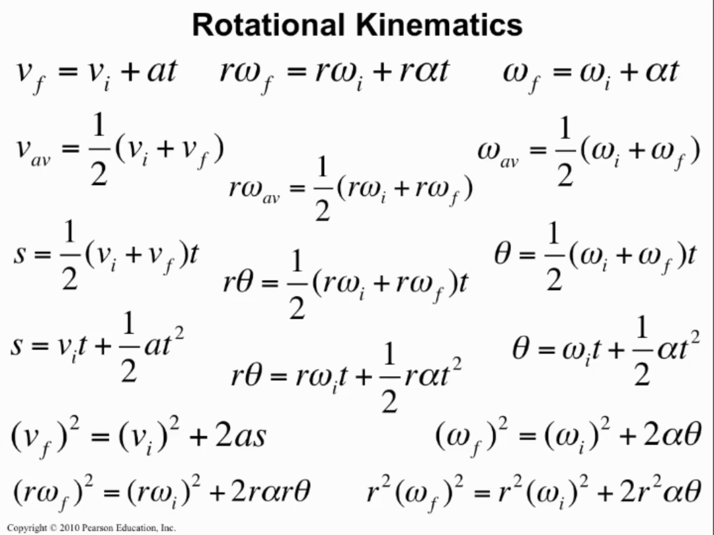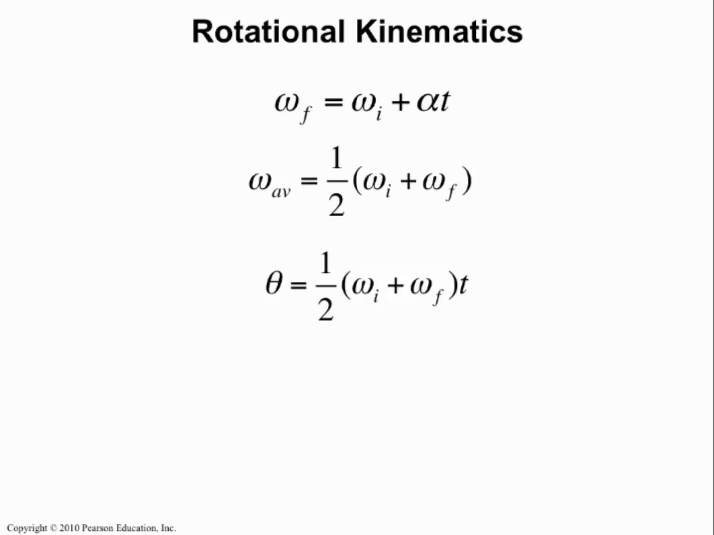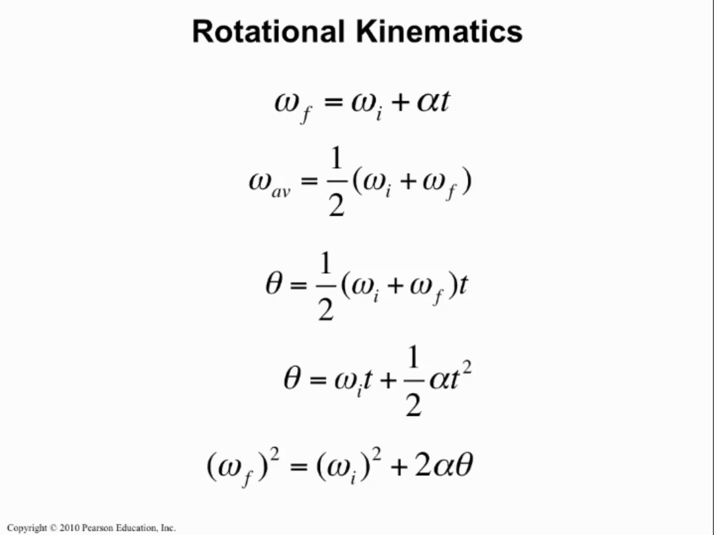And so to clean all of this up for you, let's just look at the formulas that interest us right now. And so we have the first one, omega f equals omega i plus alpha t. The second one, omega average equals 1/2 (omega i plus omega f). The third, theta equals 1/2 (omega i plus omega f) t. The fourth, theta equals omega i t plus 1/2 alpha t squared. And finally, omega f squared equals omega i squared plus 2 alpha theta.